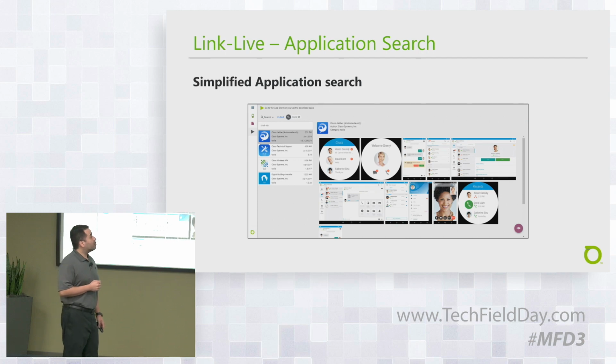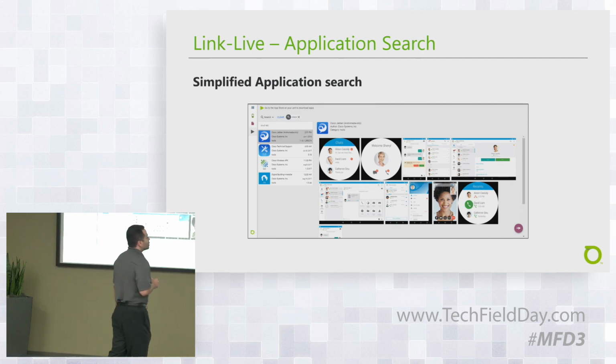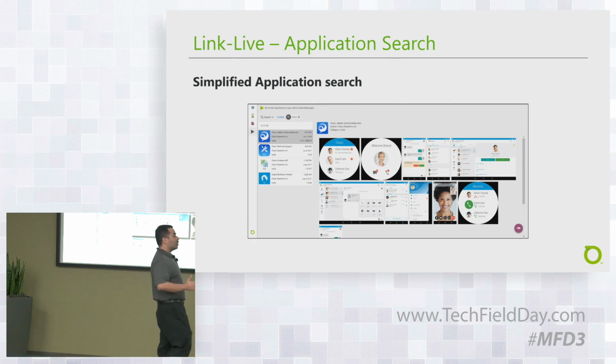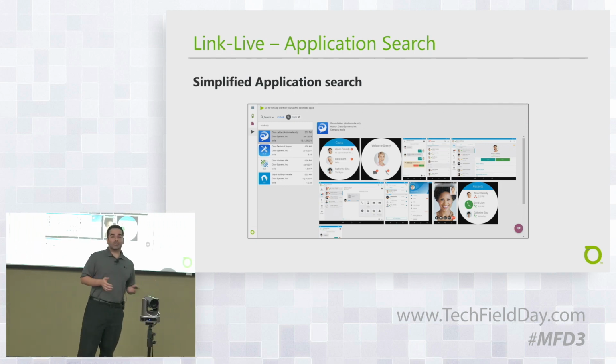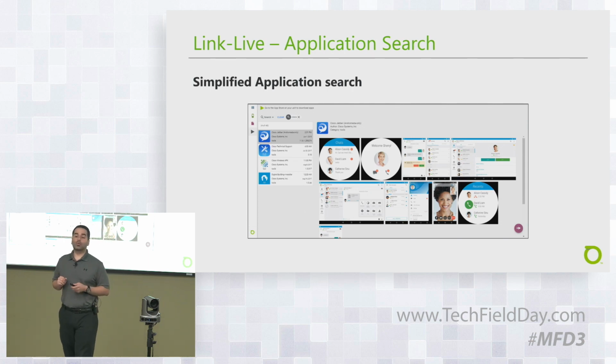So, simplified app search. Similar to the new version of the Link Runner G2 that will be coming out soon, on Link Live you have the App Store, and you had to scroll through the list to find the app you wanted. These days that could take forever, depending on how many apps there are. We have a lot of apps in there, so we added a search tool, so you can just go to Link Live and search for what you want.